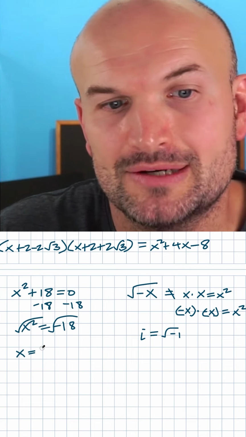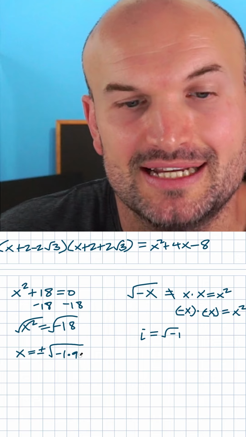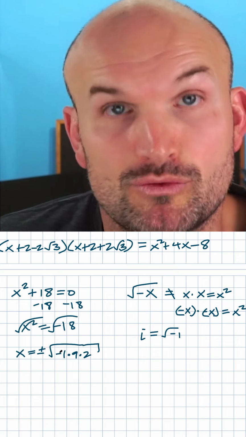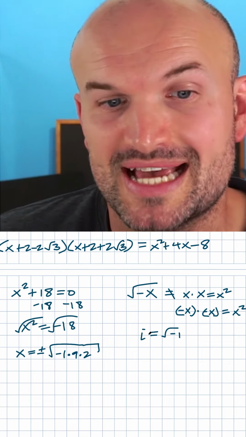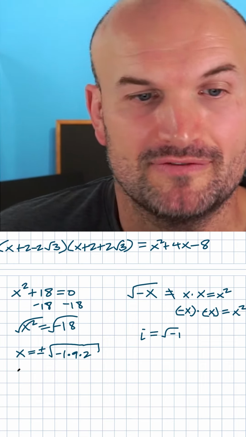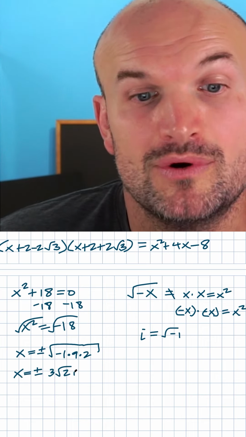So therefore I have x equals plus or minus the square root of -1 times 9 times 2. Now, as we simplify this radical, I can take the square root of -1, which I'm now going to use as i, take the square root of 9, which is going to be 3, and then I'm going to have to leave off the 2. So I have x equals plus or minus 3 square root of 2 i.